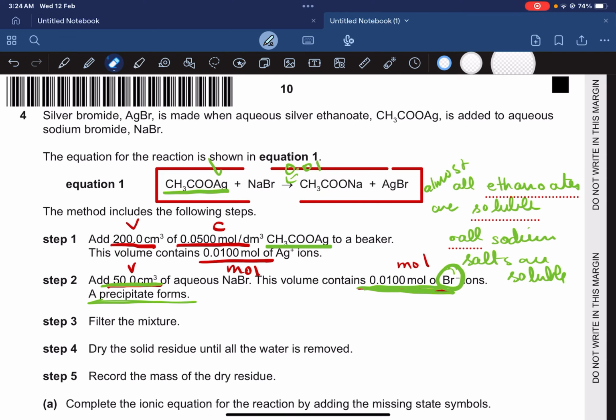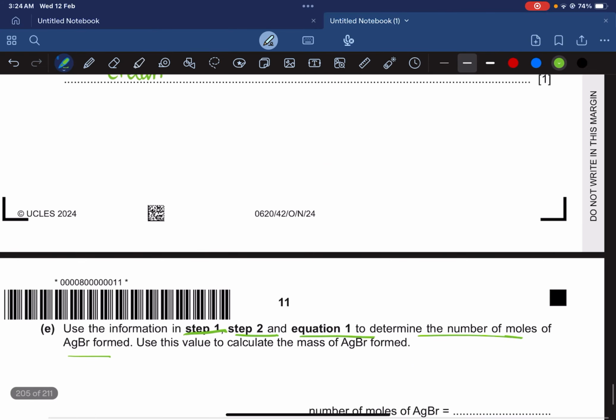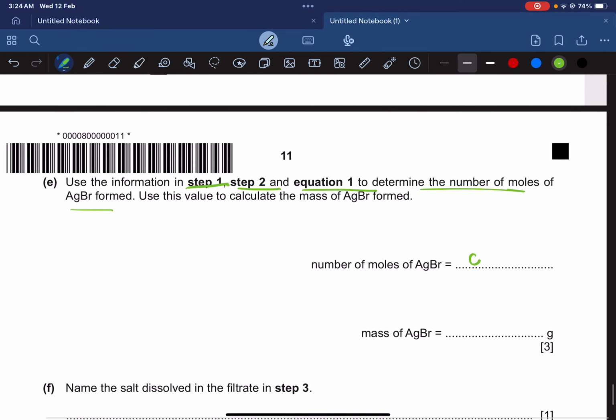Okay, 1 mole of NaBr forms 1 mole of AgBr. So the mole ratio is 1:1. So 0.01 moles of NaBr are going to form 0.01 moles of AgBr. So what's going to be the answer? Moles of AgBr are going to be 0.01. Okay, now we have to calculate the mass of AgBr.